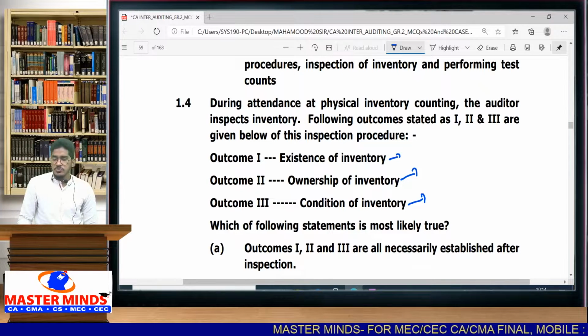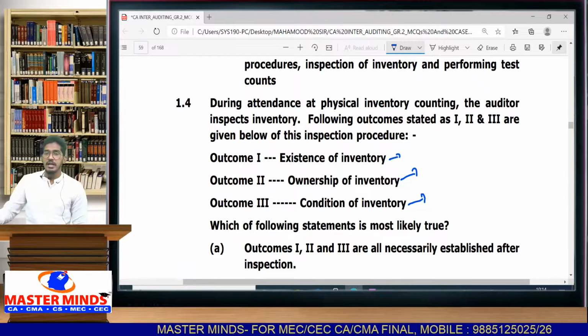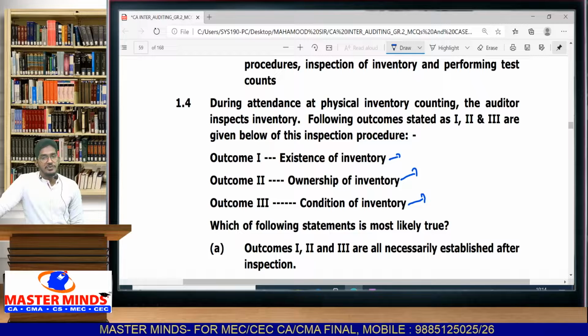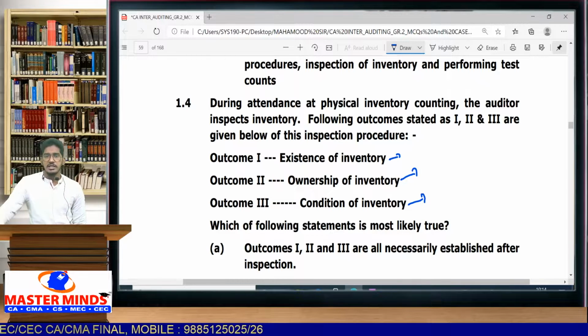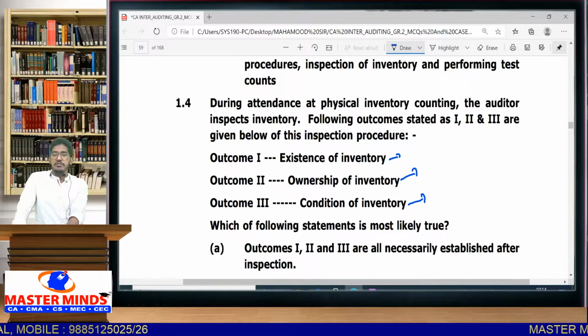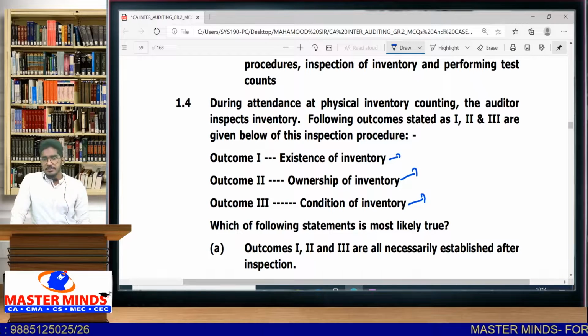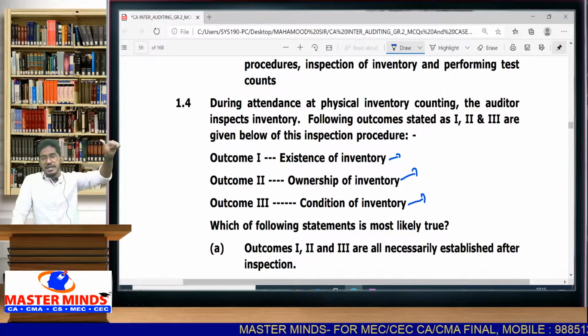Which of the following statements is most likely true? Let me ask you a simple question. If you go and physically verify the inventory, if you do physical inventory counting, what outcome will you achieve? Will you know about the existence of inventory? Definitely yes. The basic purpose of doing physical inventory counting is to know whether the inventory is actually in existence or not. Definitely you will know the existence outcome.